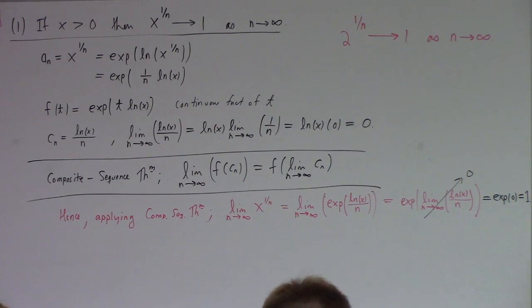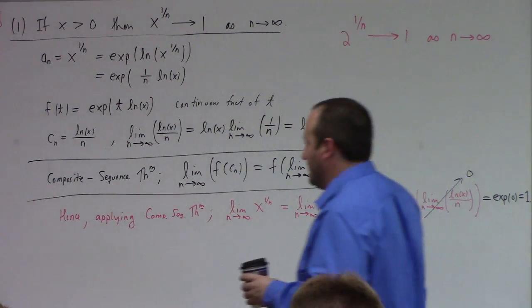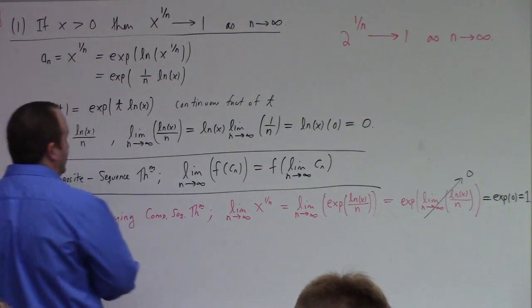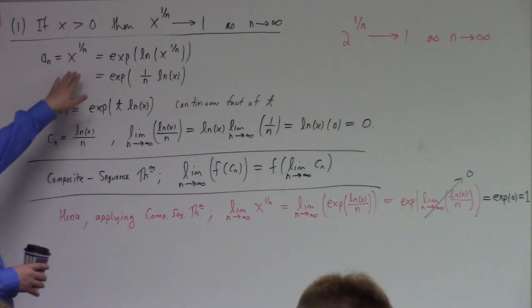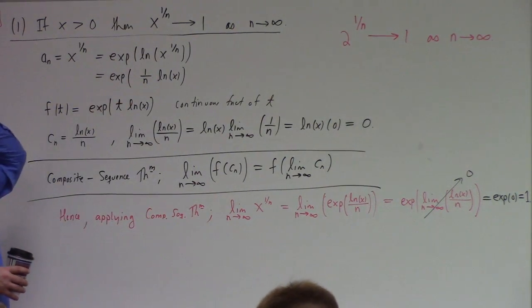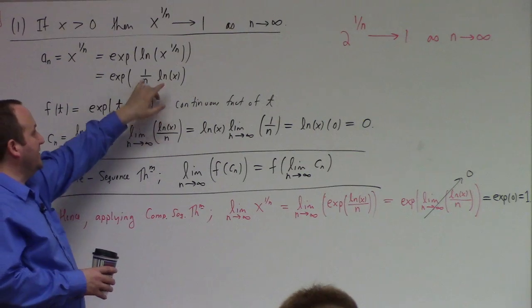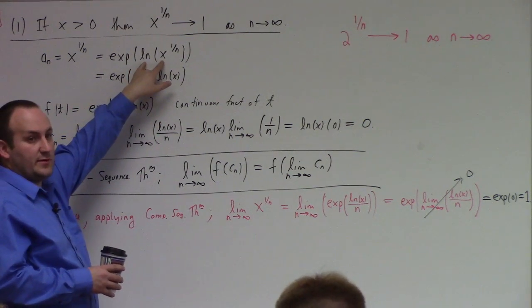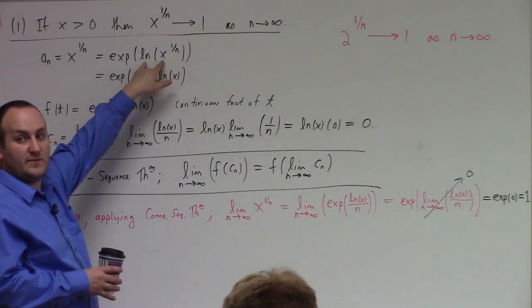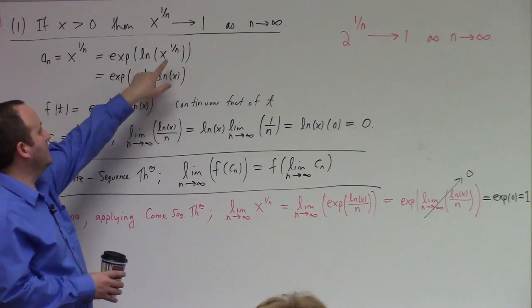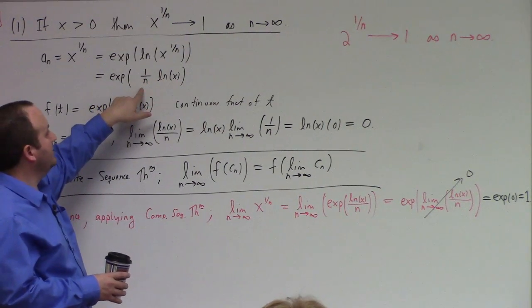How do I know that x to the 1 over n is positive? Well, x is positive, so the nth root of a positive number is still positive. So I'm certainly entitled to take the exponential of the log of it. Once I have that, that's pretty awesome because then I have properties of the log to work with. And if I know them, they're useful. So the 1 over n, I pull down.